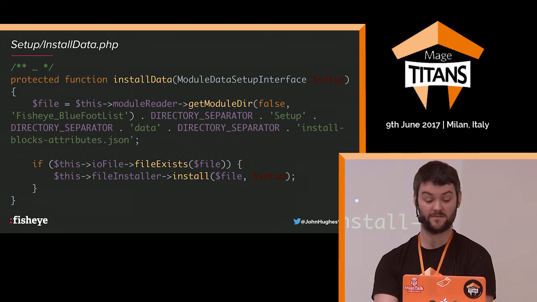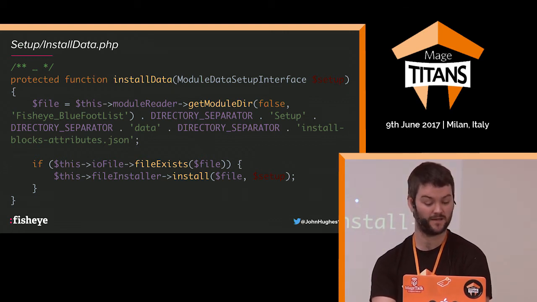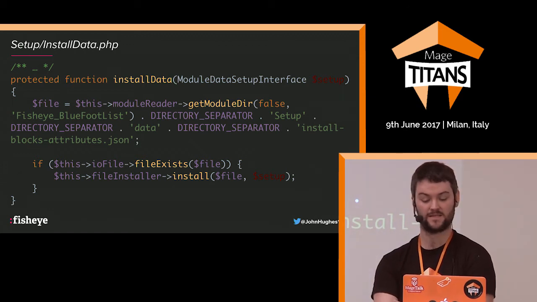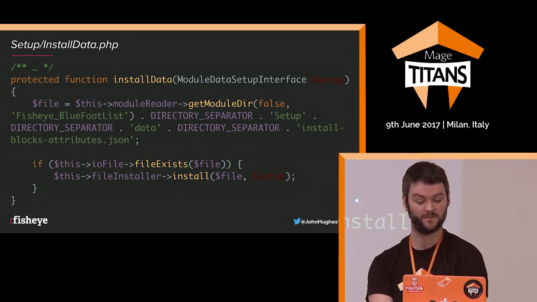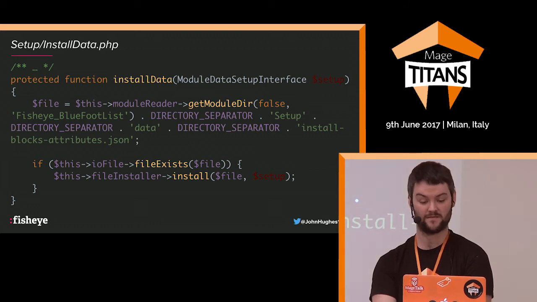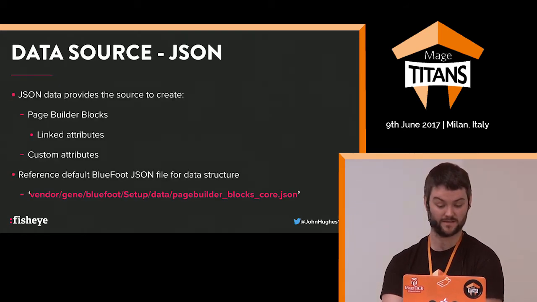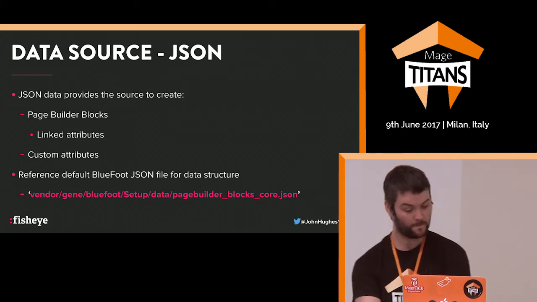Okay, and to install our data, we literally just need this code. So we need to set the location of our JSON file, and then we need to pass it to BlueFoot's installer file model install method. And that's literally it. The rest of it's handled by the JSON data. So let's take a quick look at that.